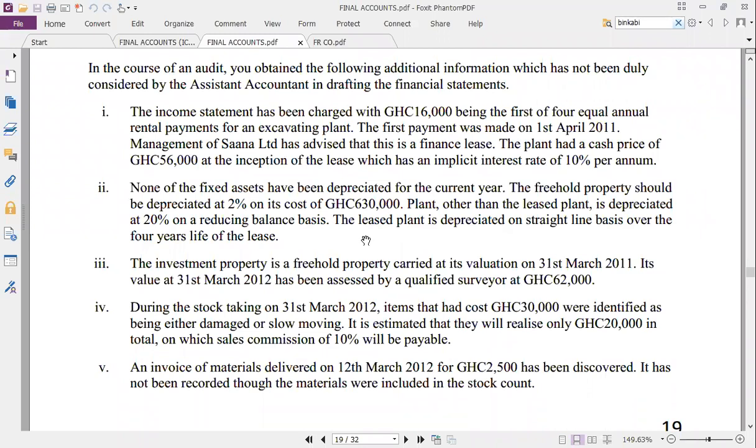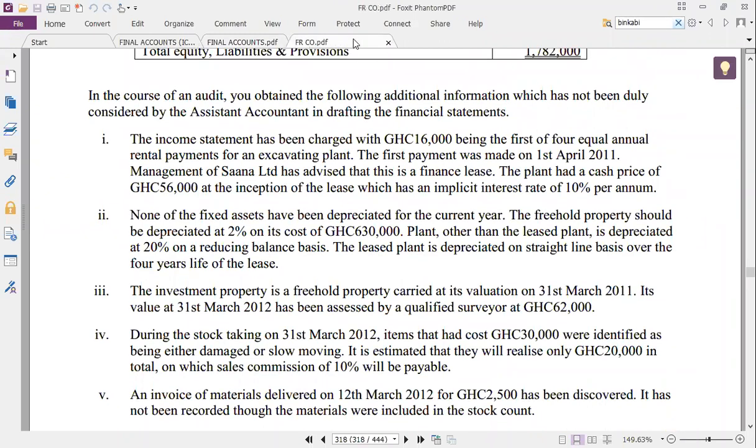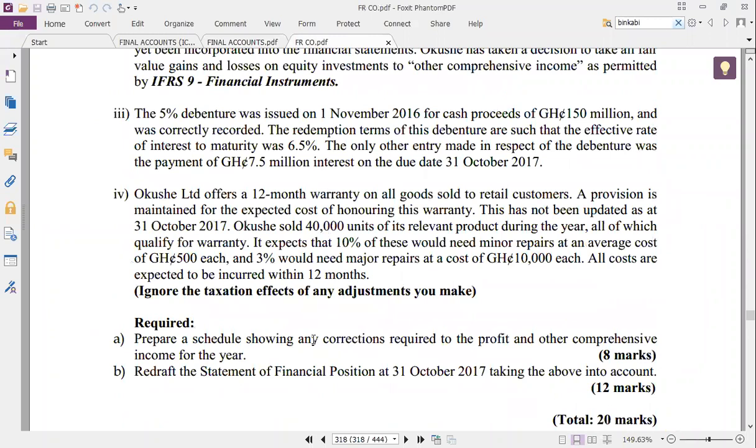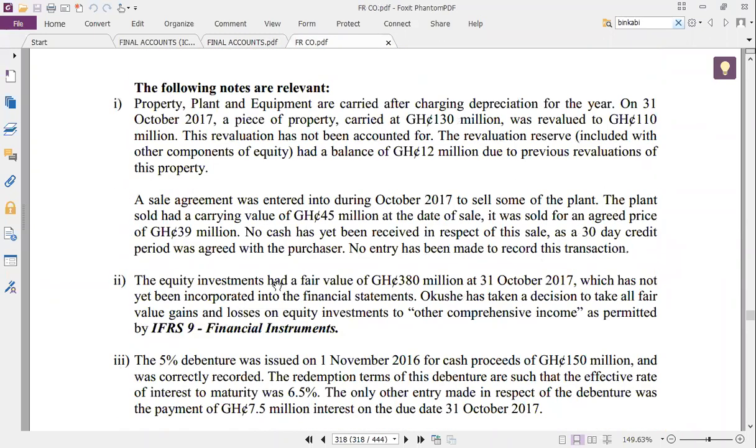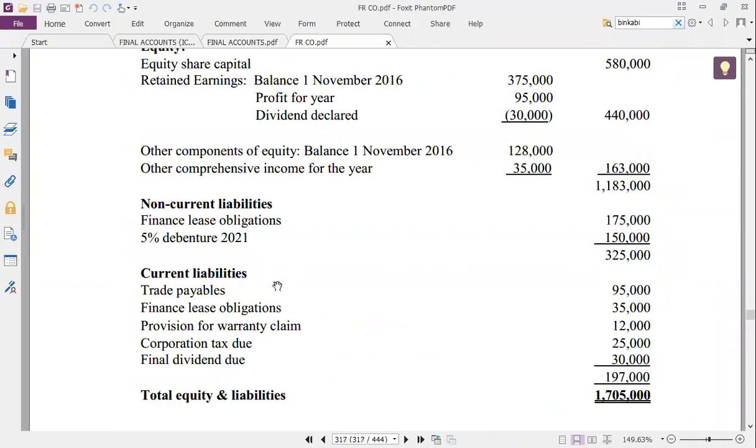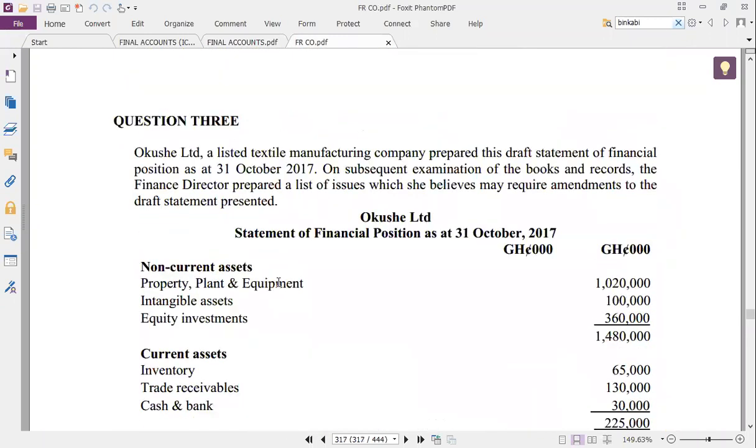Now, let's look at this. This is more recent. This is November 2017 ICAG question number 3. This question is about Okushi. Okushi Limited is a listed cattle manufacturing company. Prepare the draft statement of financial position as at 31st October 2017.